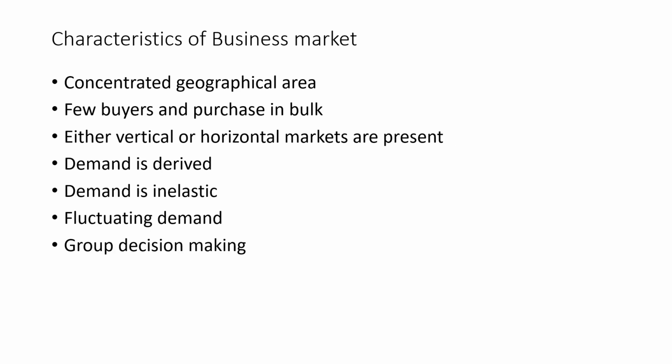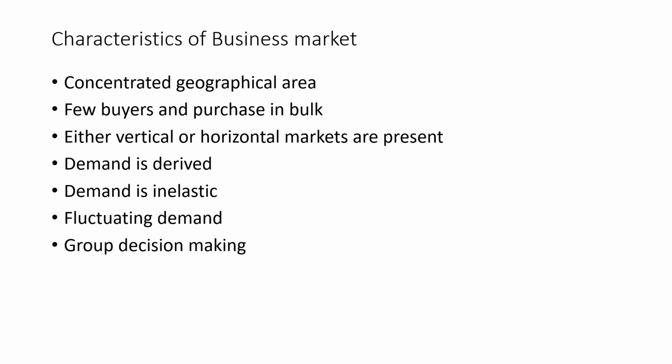So, what are the characteristics of a business market? It is always concentrated in one geographical area. You will find all the industrial customers located in one particular area. Usually, these industrial customers will be very few in number. They purchase more. And either it will be a vertical market or a horizontal market. The demand will be derived, the demand will be inelastic, and the demand always fluctuates. And usually, for industrial products, it is a group which makes the decision to purchase.